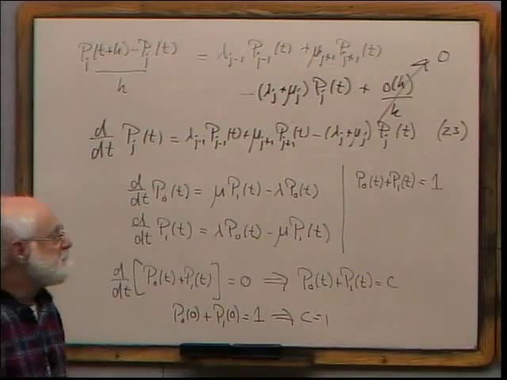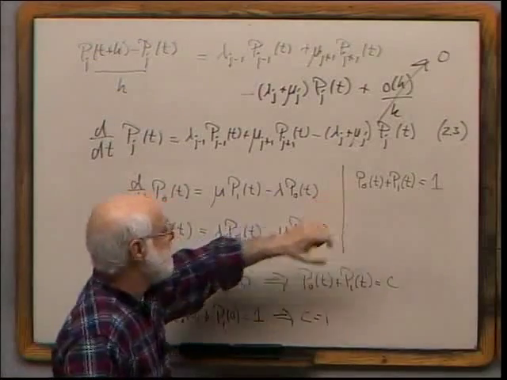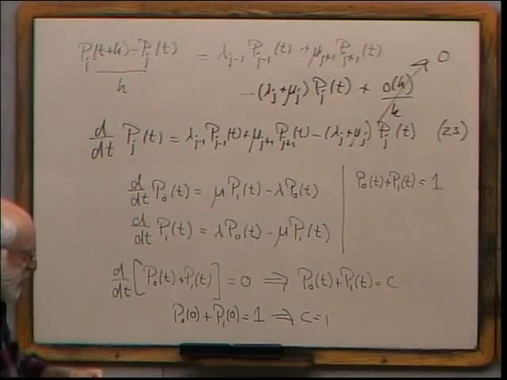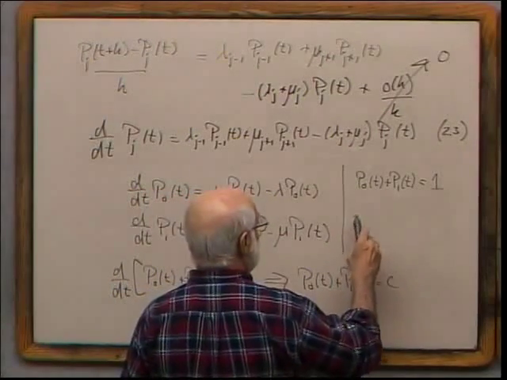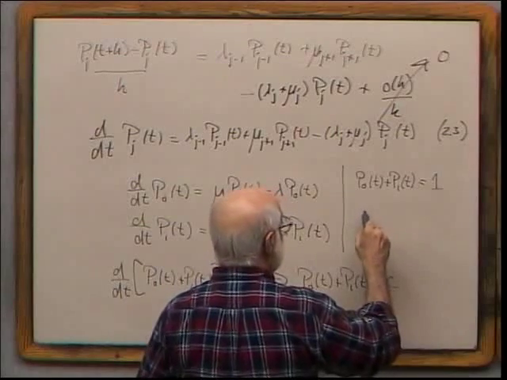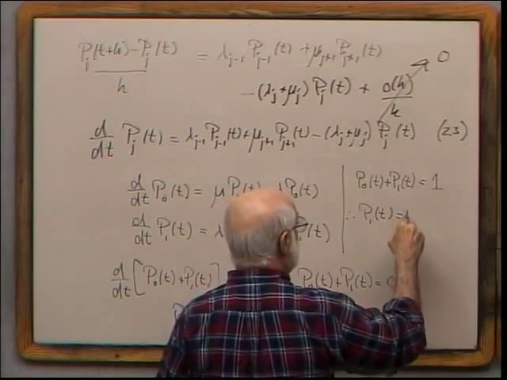Okay, now I'm going to use this fact, which I can't get away with in general, but I can in this case where there's only two equations, because I could say, all right, now I'll use this, and that implies that P1 of t must equal 1 minus P0 of t.